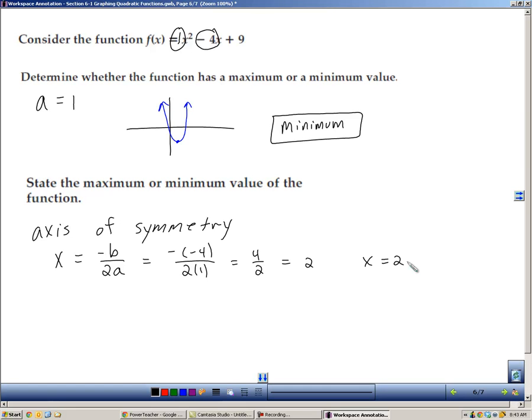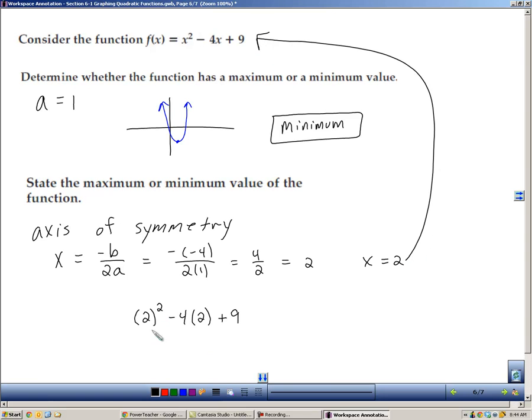I'm going to plug that back into the function and see what the y value is. So I'm taking the 2 and I'm plugging it back into the original function right down here. 4 minus 8 plus 9, so that's a -4 plus 9 is going to give me a 5. So by combining the x and the y together, I get a coordinate of 2, 5. I know that's my vertex, therefore I know that the 5 is my minimum value.